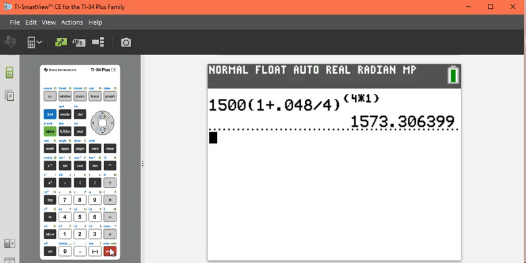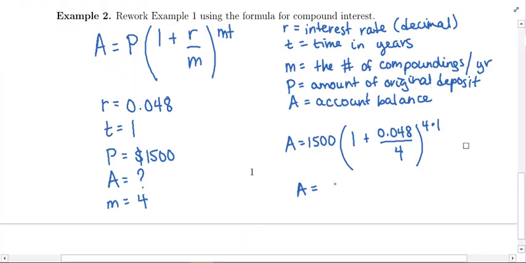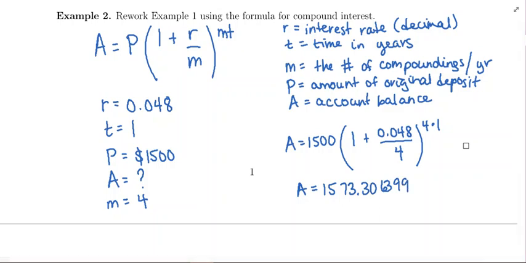So let's go ahead and jot this down in our notes. This is going to be dollars and cents, remember, so, well, hold on, let me do this. We're not quite there yet. So let me erase this dollar sign. Let's go ahead and jot down what we got out of the calculator: 1,573.306399. Let's go ahead and round.